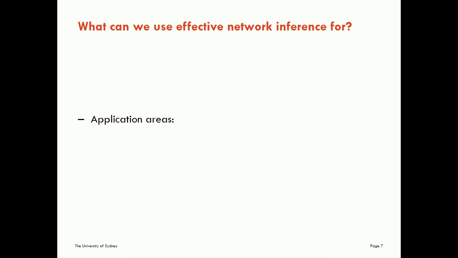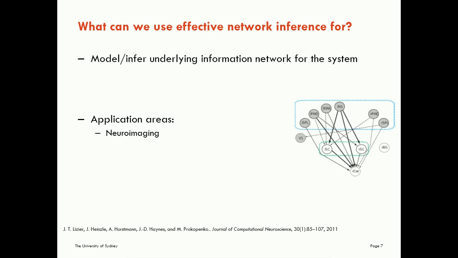I want to talk a little bit about what we can use effective network inference for. There are lots of different application domains, and there are lots of different particular questions that we can use it to ask. And I just want to take you through a few of those briefly. One of the big areas for effective network inference is in neuroimaging, taking fMRI data, taking MEG data, taking EEG data, and so on, and then inferring or modeling the underlying information network for the system that can give us a neuronal circuit model to explain the dynamics taking place.